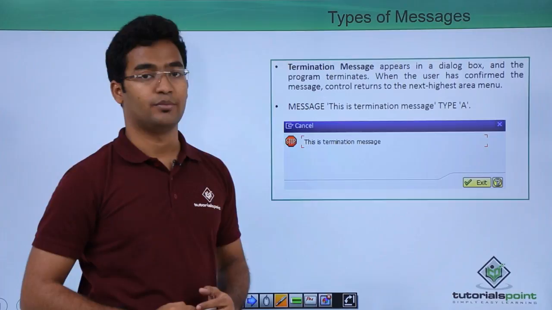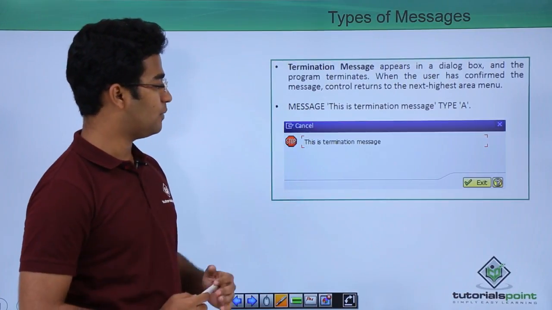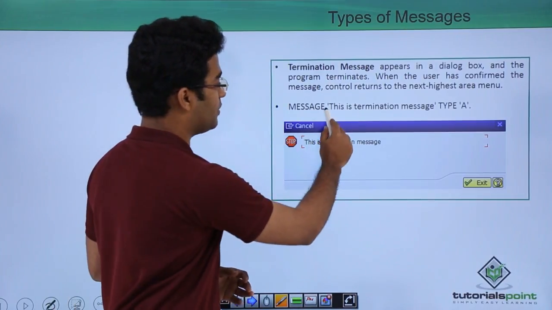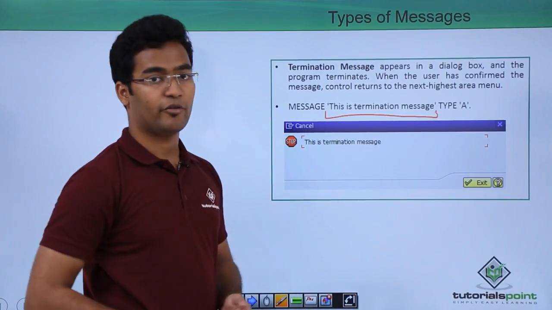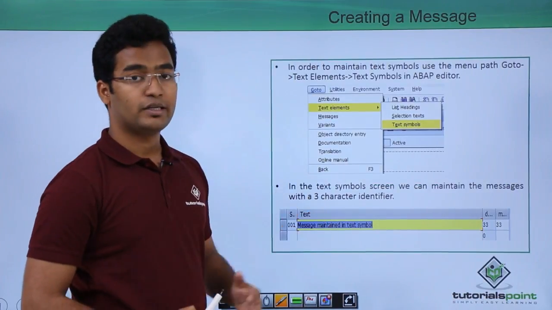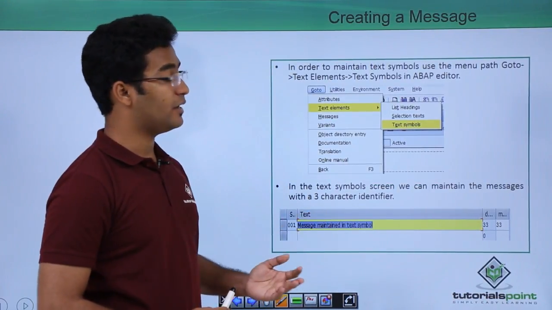Then we have the termination message. The termination message looks like this, STOP, and this is the termination message that we are passing here, and the type would be A itself. So those were the types of messages that we can create in ABAP.